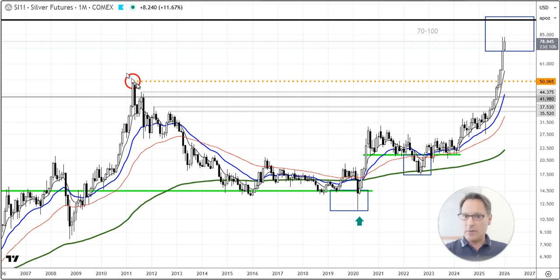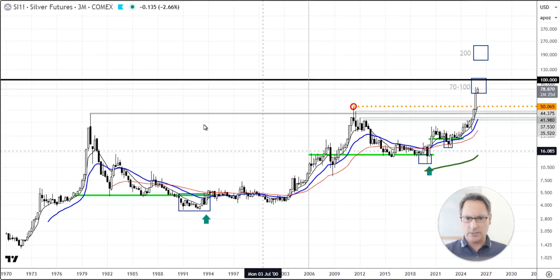Now this is the monthly chart, and we always want to look at higher time frames. That's what we call the multiple time frame analysis. And if you go one time frame higher, the quarterly chart, the picture actually gives us something more. And what we've seen right now is this level.